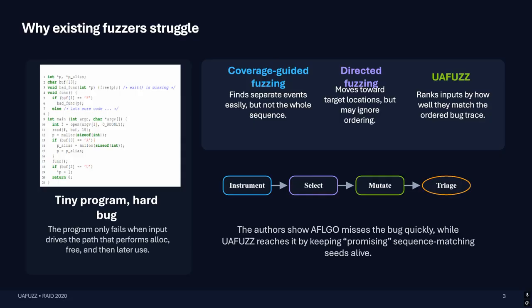So directed fuzzers try to improve on this by guiding inputs towards specific target locations. Instead of rewarding any new path, they prioritize paths that get closer to the code they care about, which is definitely better, but the paper argues it's still not enough. Just because an input gets close to the use site doesn't necessarily mean that it's an actual bug producing sequence. So in other words, directed fuzzing can know where to go but still not understand what happens on the way there. That's what UAFuzz is really trying to fill. It's the gap that's being closed.